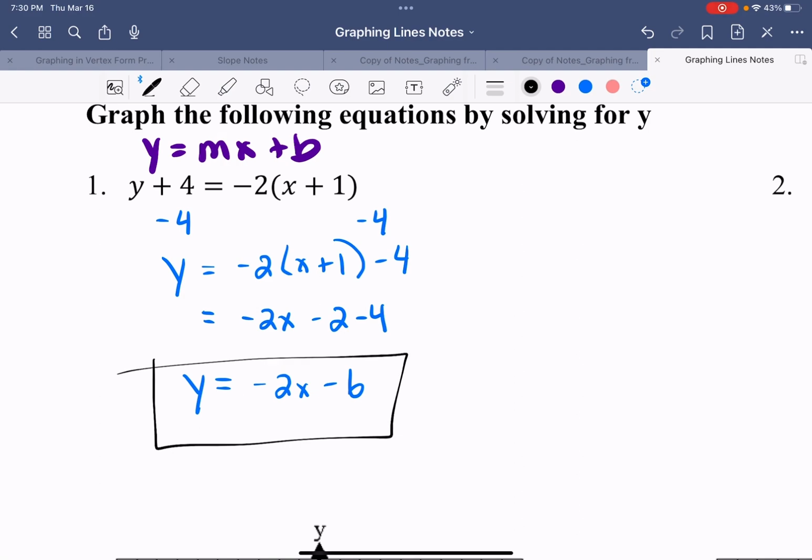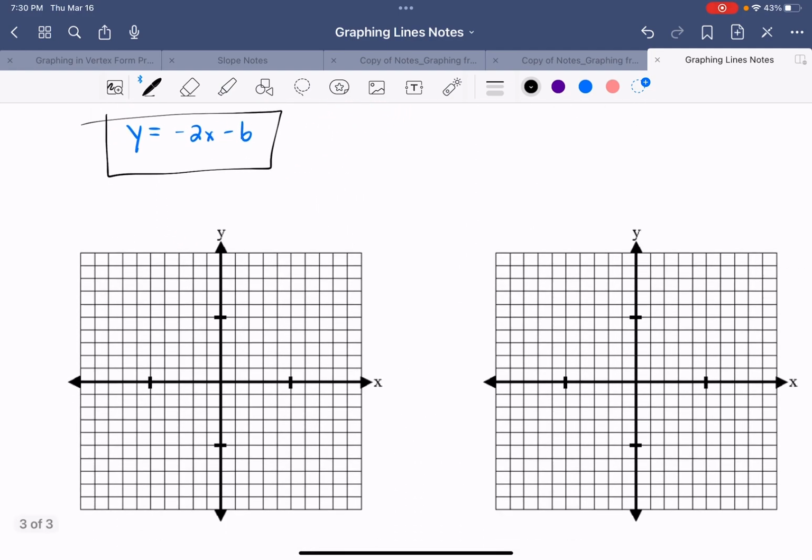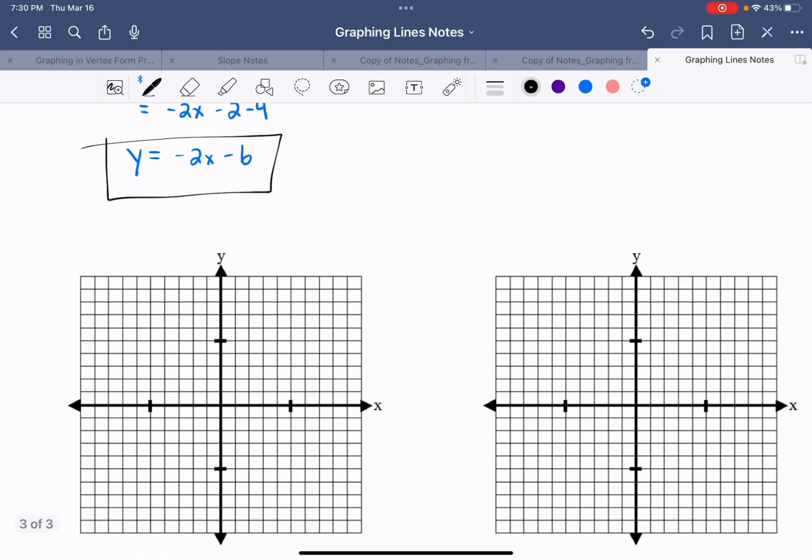I can now graph this. So go ahead, come down here, let's graph this one. Our y-intercept is at -6, okay? And now we're going to go down 2 to the right 1. Up 2 to the left 1. I hope you see that our slope right here is -2 over 1, and so on.